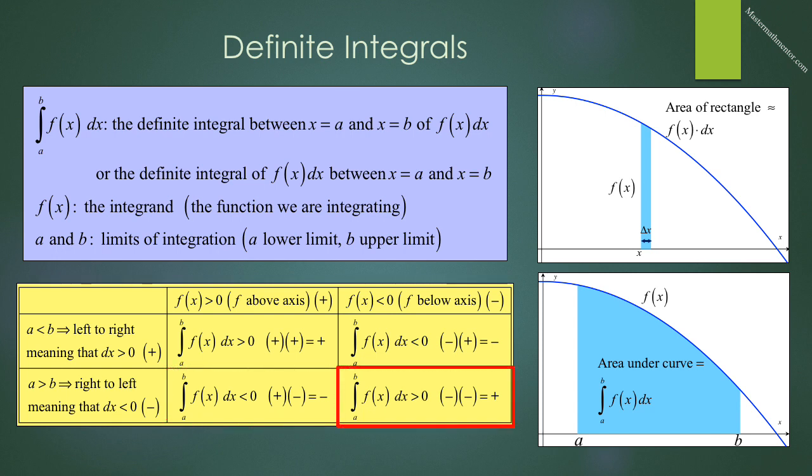And finally, let's suppose that a is greater than b, meaning that we're integrating right to left, and dx is less than 0, and f of x is less than 0, meaning that f is below the axis. So the integral from a to b of f of x dx will be a negative times a negative, which is a positive, and therefore the integral from a to b of f of x dx will be greater than 0.